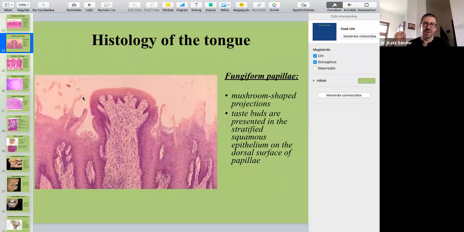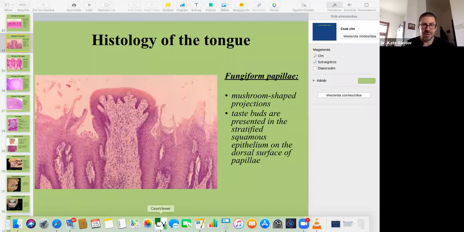At the top, we have stratified non-keratinized epithelium, and some taste buds are also present at the top of the fungiform papillae, but they are really typical and well developed in dogs, not in humans. So we have just a few fungiform papillae, and just a few taste buds are present at the top of the fungiform papillae.